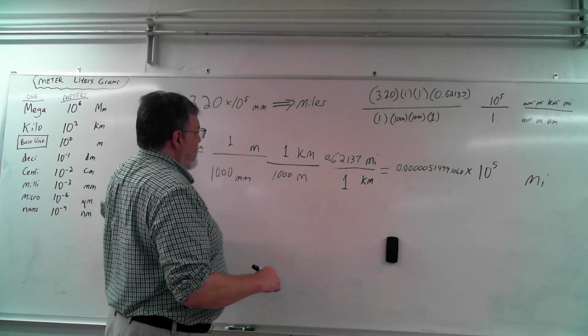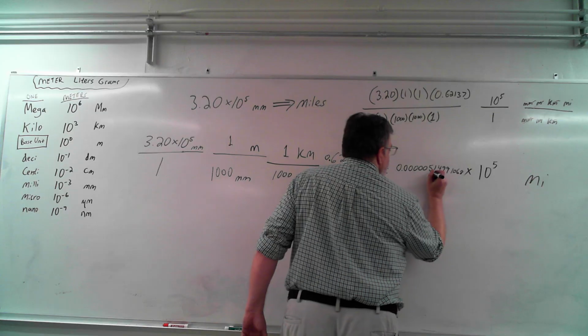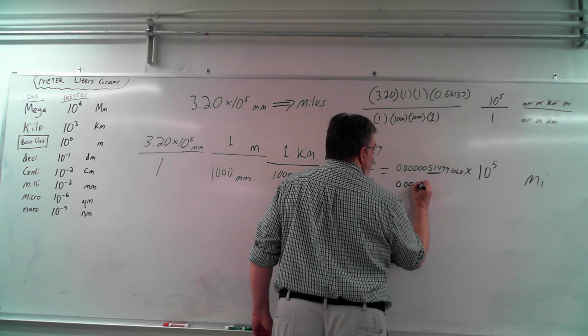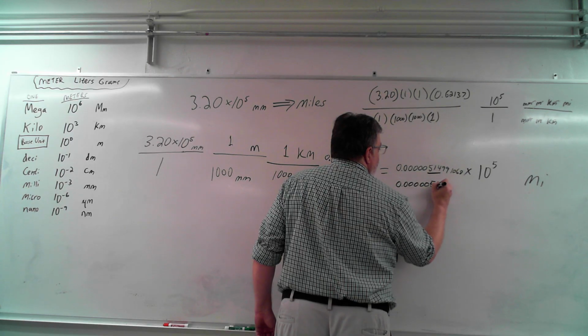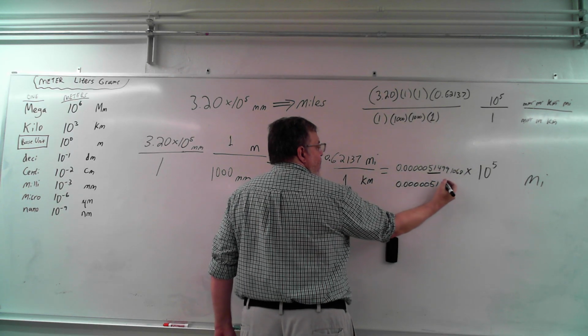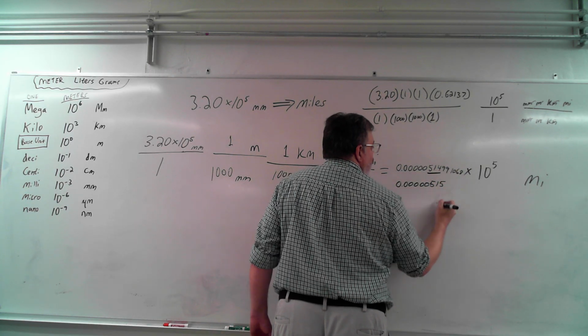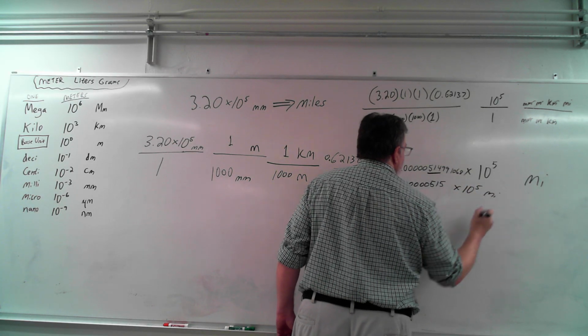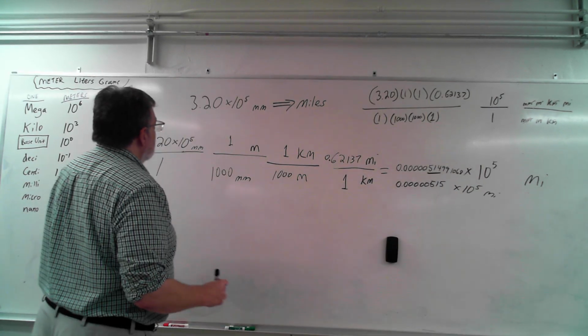What did I have? 3 here and 5 here. So it's the 5, 1, 4 I want to keep. 5, 1, but the 9 rounds the 4 up. So 5, 1, 5, and I'll stop there. Times 10 to the 5 miles.